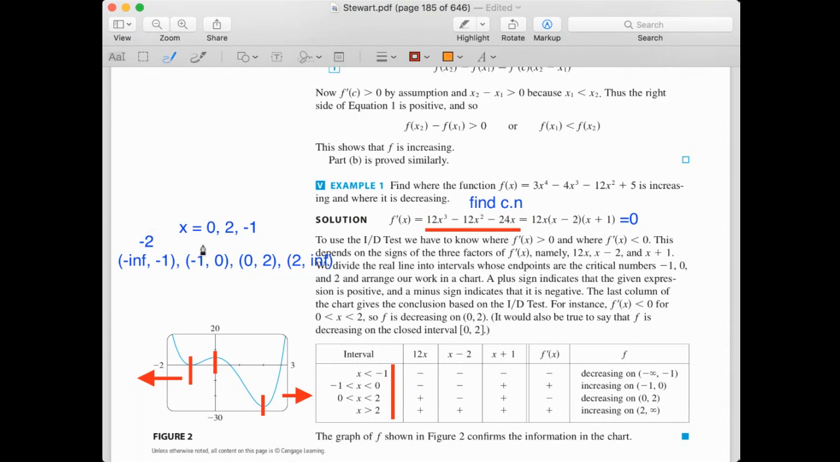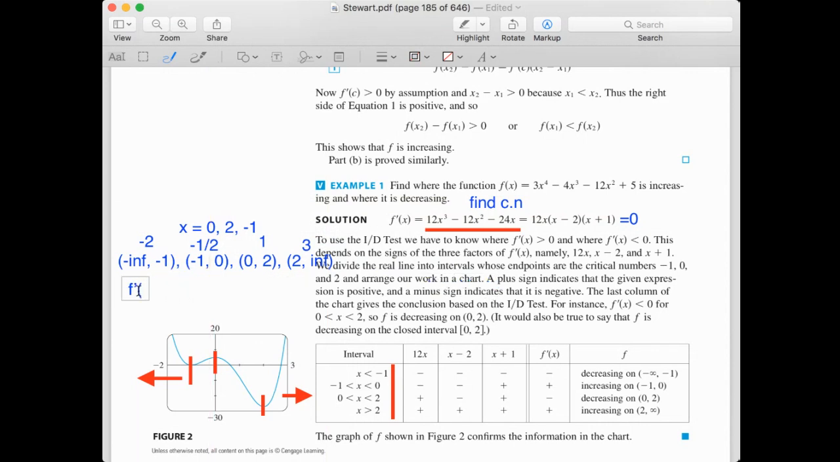So for -1 up to 0, maybe we choose -½. From 0 to 2, we may choose 1. Just choose any convenient number in the interval. From 2 up to infinity, maybe we choose 3. Right? So in each interval, we choose a convenient number. Then we evaluate the derivative function.